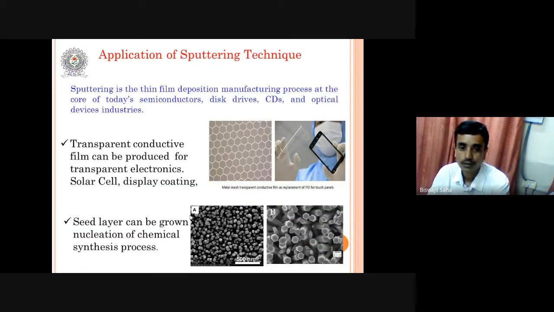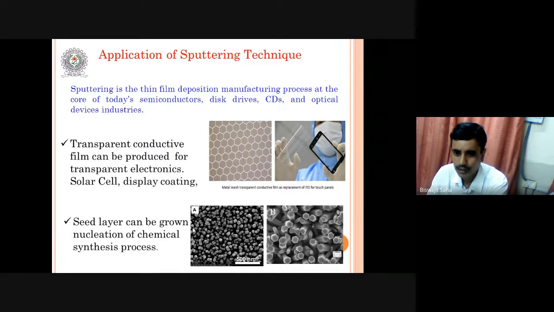Next, transparent conducting film can be produced for electronics, just like solar cell, display type of coating, and the different anti-reflection coating and the different photon absorption and transmission. Wherever we need what kind of property, electrically conductive but transparent films can be produced. Generally, metals are electrically conductive but not optically transparent. But thin films existing with both the properties, transparency and electrical conductance, can be produced.